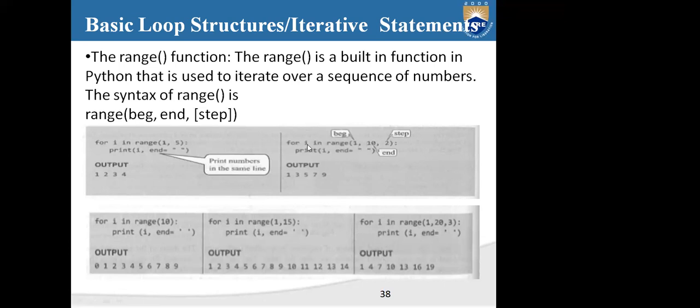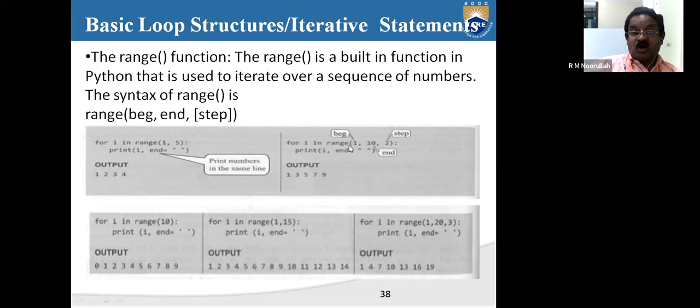For I in range 1, 10, 2. Now it's going to start with I equals 1, right? Now it's going to print. It takes 1 and then checks the condition: is 1 within the range, that is 1 to 10, or not? Since 1 is within the range 1 to 10, it's going to print I. That is, the I value will be 1.